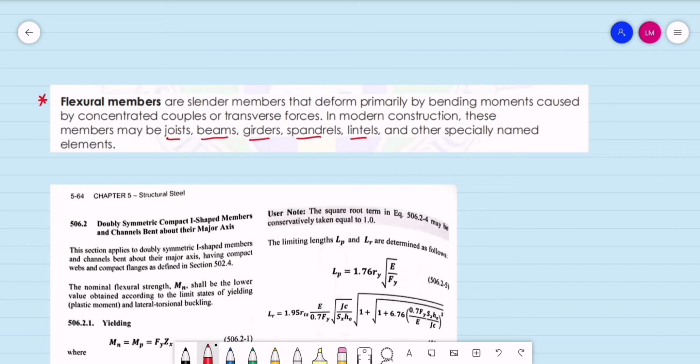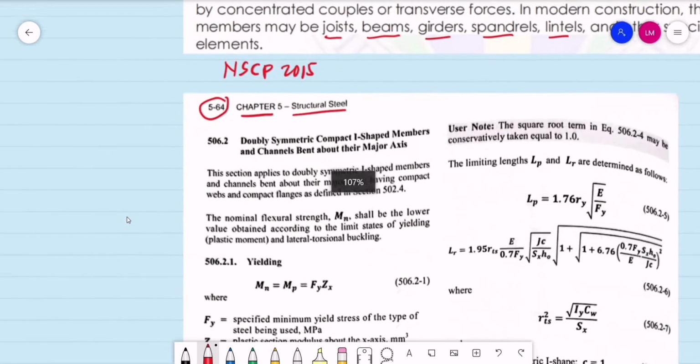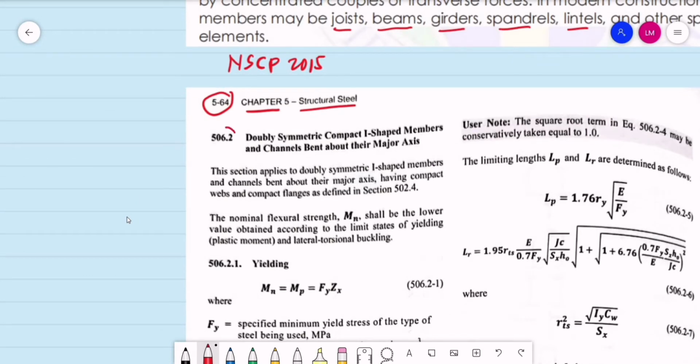If we are to proceed to our NSCP 2015, that is on page 5-64 of chapter 5, structural steel, then section 506.2: doubly symmetric compact I-shaped members and channels bent about their major axis. If you say I-shaped members, that includes our W sections, or the wide flanges.